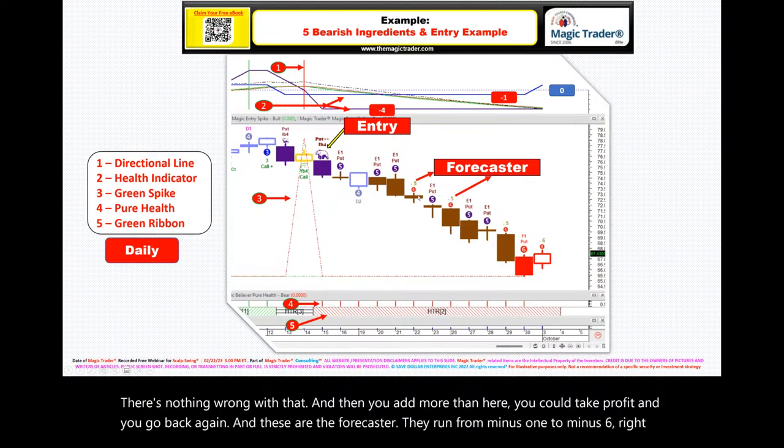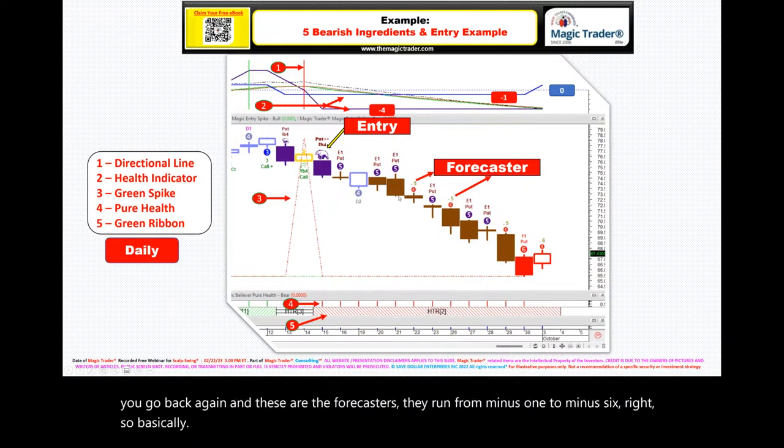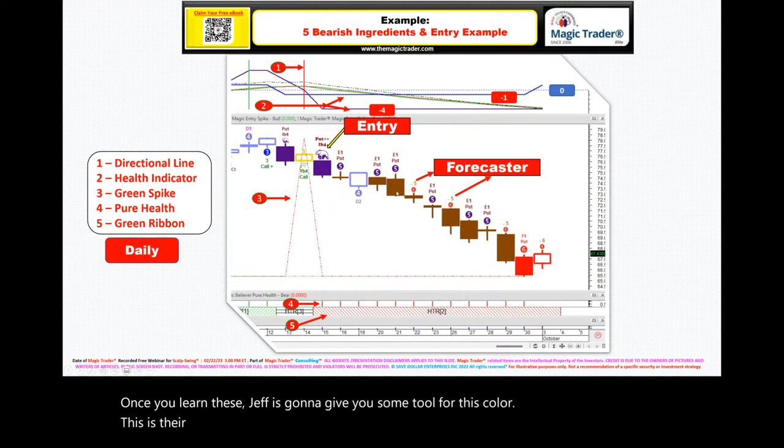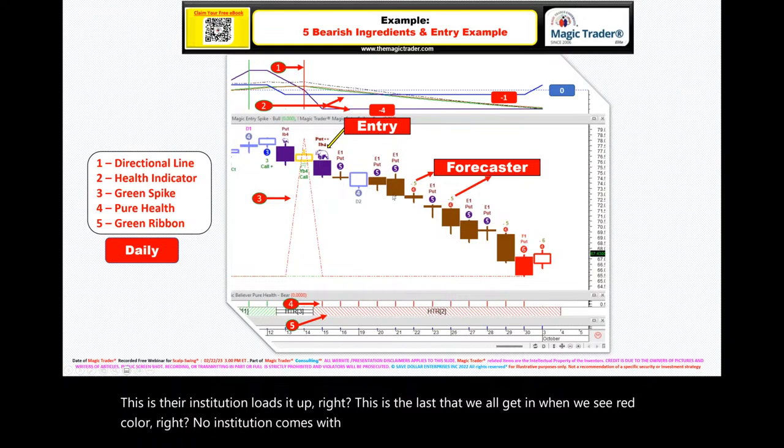So basically, once you learn this, Jeff is going to give you a tour of these colors. This is where institutions load up, right? This is the last stage, when we all get in when we see the red color. No, institutions come with a boatload at that time. And how do I know? I was one of them.